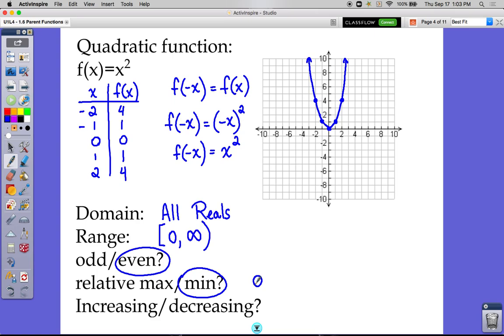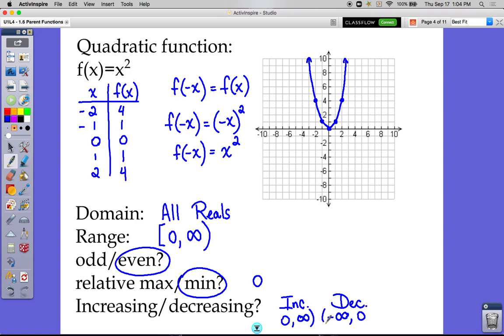Is this increasing or decreasing? And the answer to that is both. It is increasing from 0 to positive infinity. It is decreasing from negative infinity out to 0.